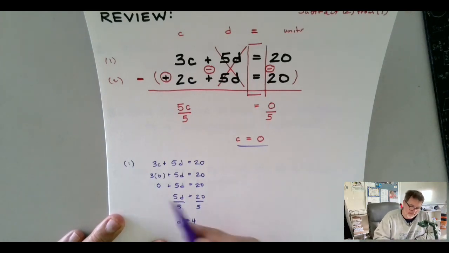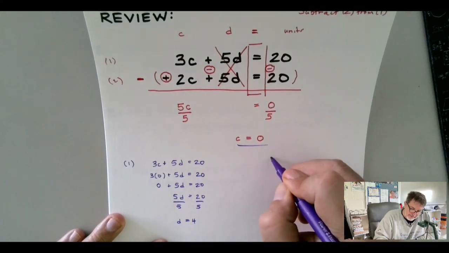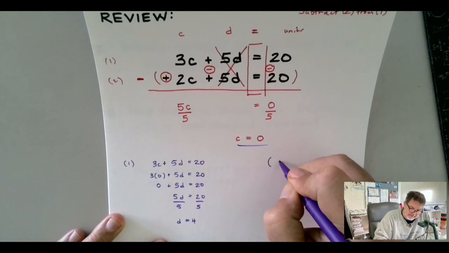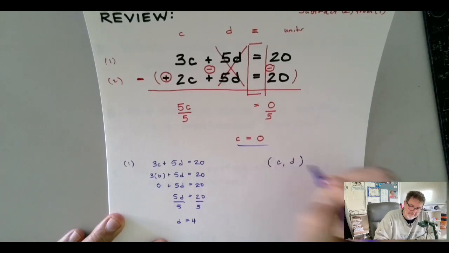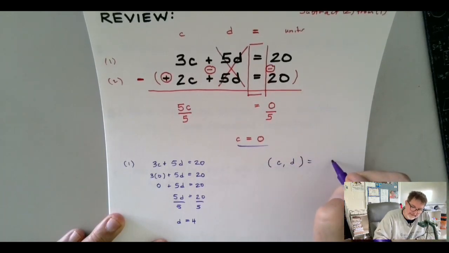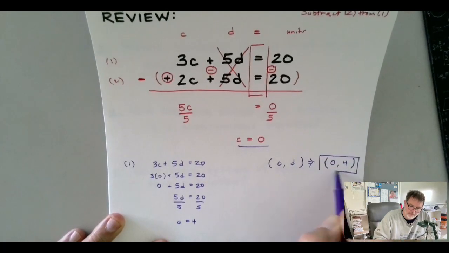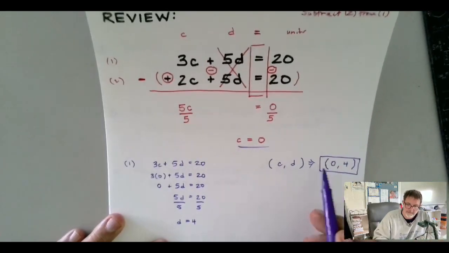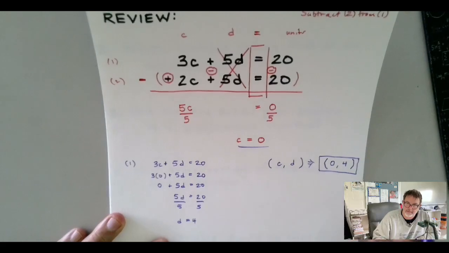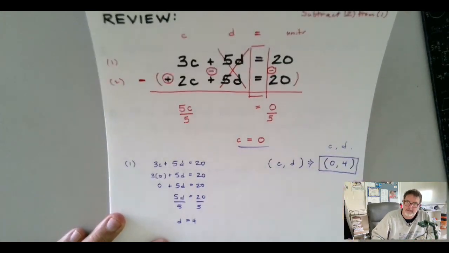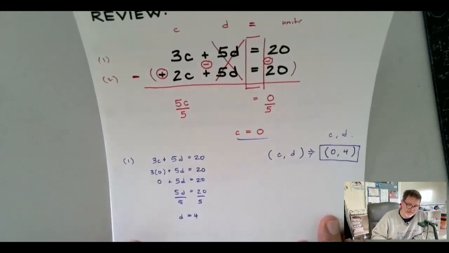All right. So my answer is C comma D, which in this case is 0 comma 4. So when C is 0, D is 4, so that is what I'm going for. My answer is an ordered pair. I put it in parentheses, connected by a comma. If I don't know which one goes first, we always put them in alphabetical order.